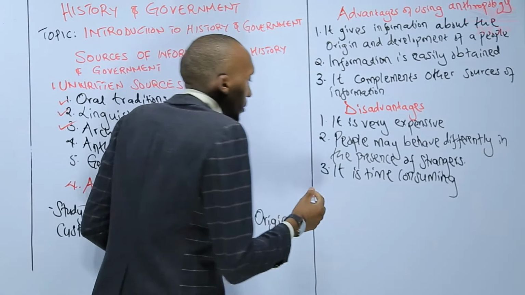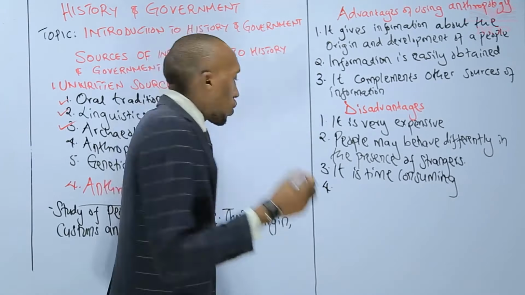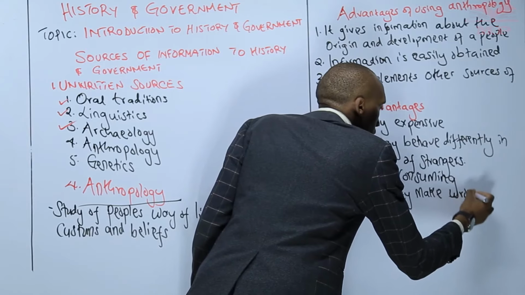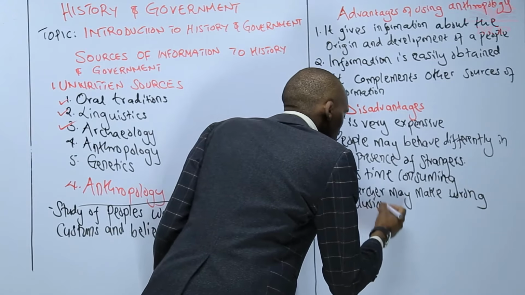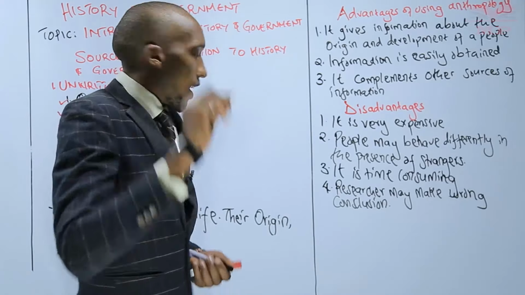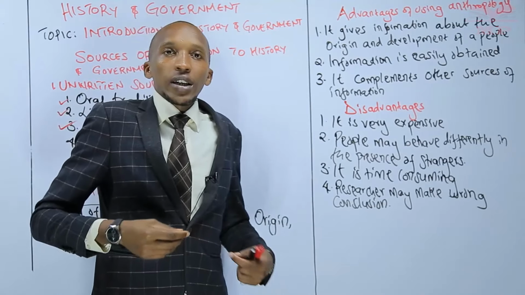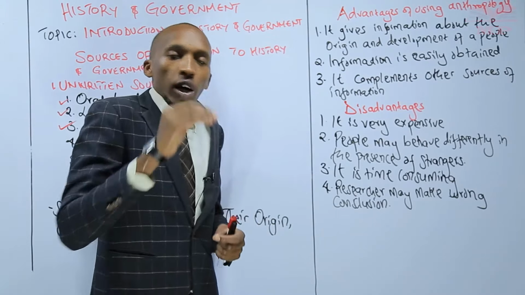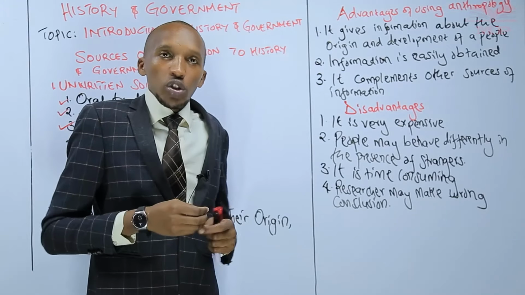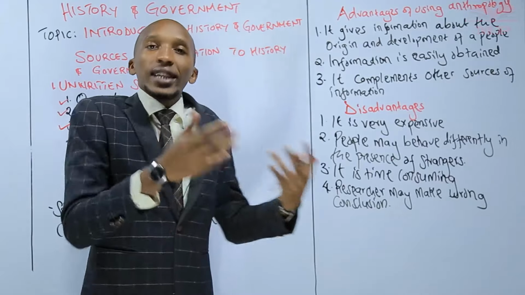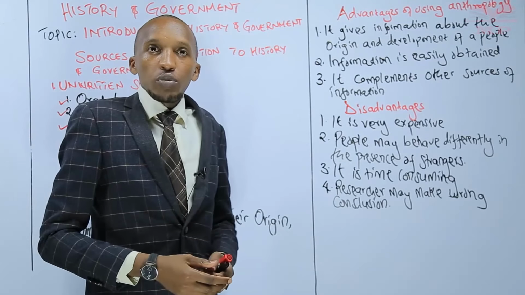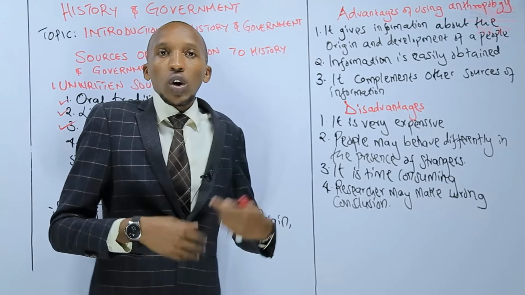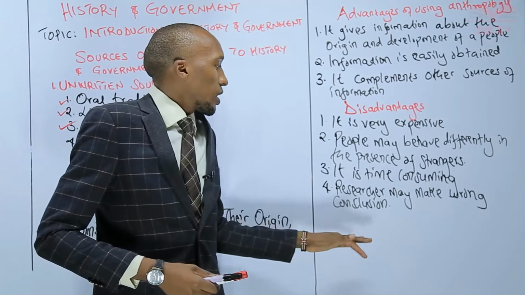And then lastly, number 4, the researcher may make wrong conclusions, right? The researcher may make wrong conclusions because we have said a researcher is able to observe. You just observe and make a conclusion. You make a conclusion based on your own experience or on your own knowledge. So as you make a conclusion, you might mistake a very normal occurrence to be something weird or something that is wrong. So as a researcher, there is a risk of you making the wrong conclusion.